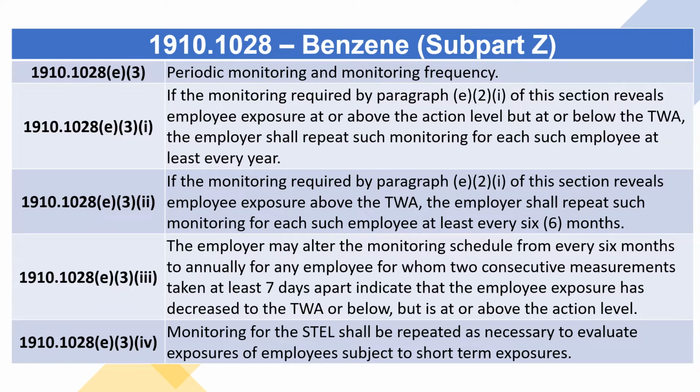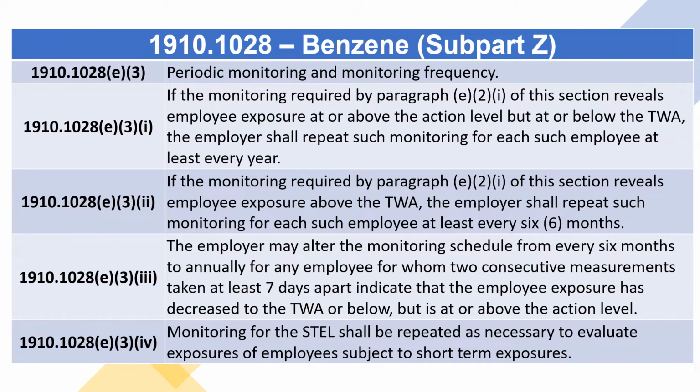1910.1028 E3. Periodic monitoring and monitoring frequency. 1910.1028 E3(i) through E3(iv). If the monitoring required by paragraph E2(i) of this section reveals employee exposure at or above the action level but at or below the TWA, the employer shall repeat such monitoring for each such employee at least every year.